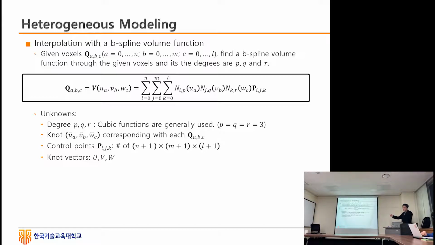In my research, B-spline volume functions are defined by interpolating the HU values in CT images. The formulation of the interpolation is like this, but I'm not going to explain it in detail. After the interpolation, we can obtain the B-spline volume function representing the HU values of the CT image.